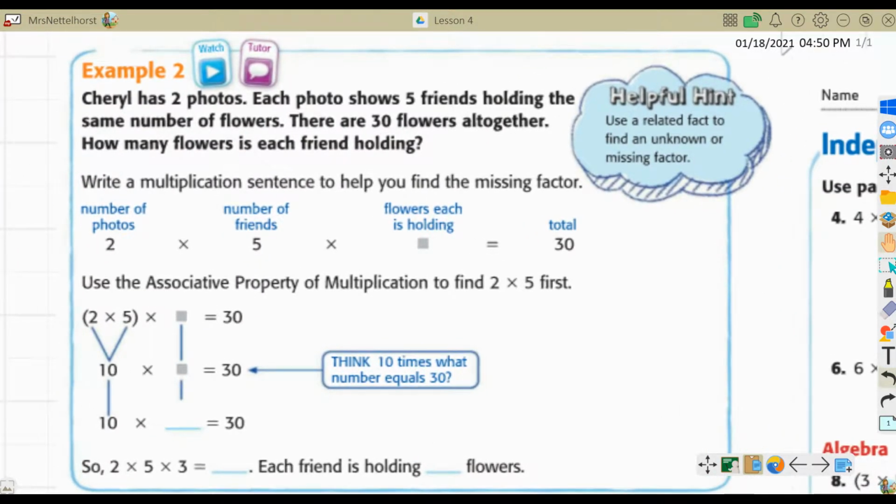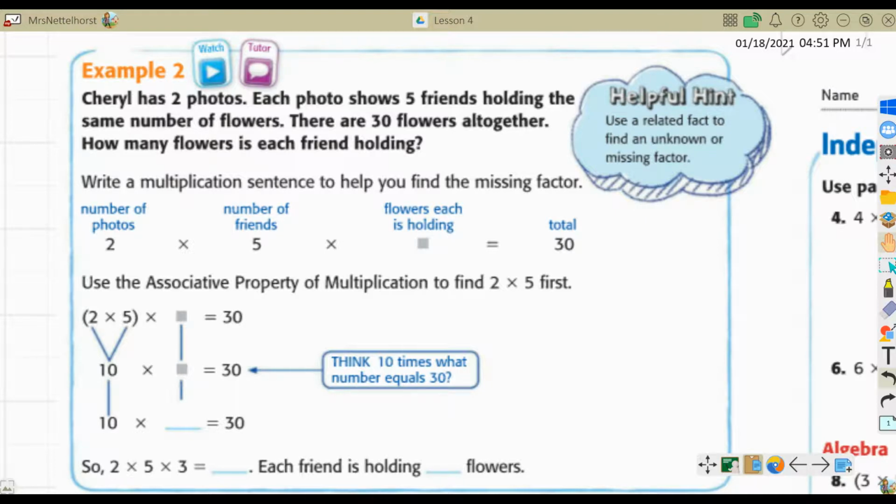Cheryl has some photos. Each photo shows some friends holding the same number of flowers. There are some flowers altogether. So I see that Cheryl has some pictures, and on each of those pictures, she has some friends holding flowers. Maybe it was her wedding picture, and those are her bridesmaids. Let's pretend that. Okay, we know that there are some amount of flowers altogether.